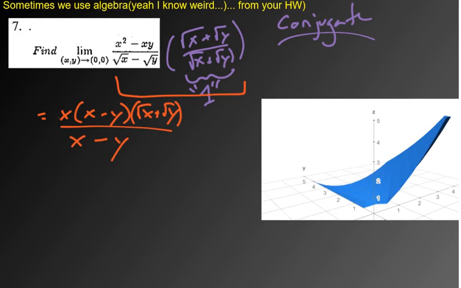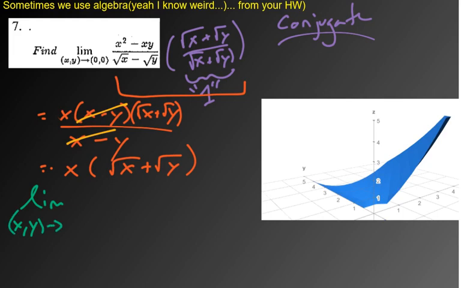And then this is nice because this and this can cancel, right? And now you have just this part left over. And that is a nice thing you can take a limit of, right? So now you can just do direct substitution.